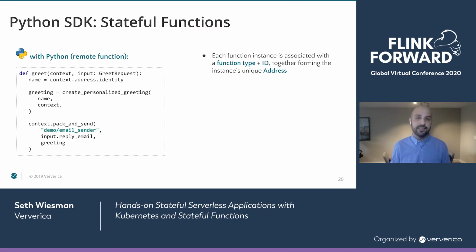Each function instance is associated with a function type and ID. So you can imagine that for every user within our application, there always exists an instance of this greet function class, quote unquote, that handles the request for that specific user. Each function instance has this unique logical address that is made up of both the type and a unique ID for that user in this case. So think function type is kind of like class in object-oriented terms. And address is a particular instance. It's made up of the type and a particular ID. Might be our UID for our different users.